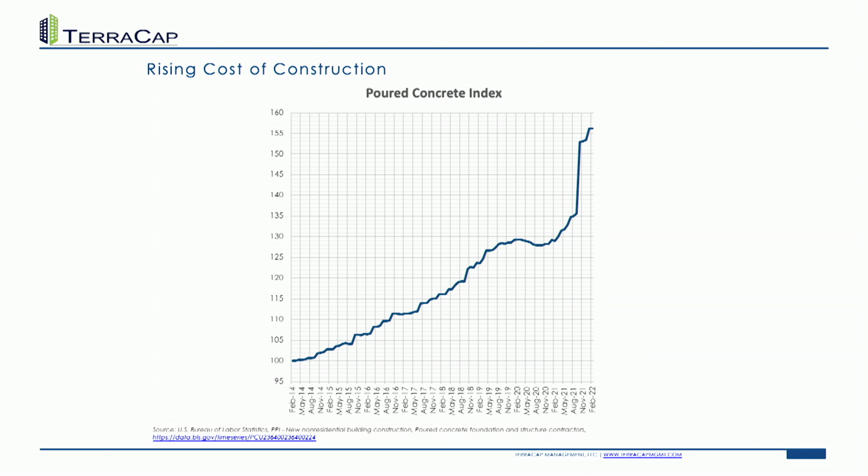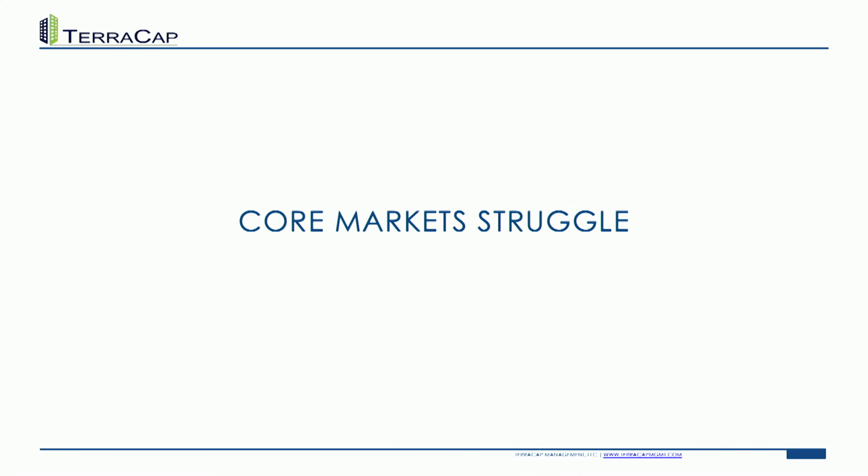So the cost of new construction, I mentioned this to you. Look at that chart. This starts at February 2014 through February 2022. The poured concrete index is the general index for commercial construction, and it's up basically 55%. So this is holding off speculative development because the cost of construction in 7 years is up 50 to 55%.